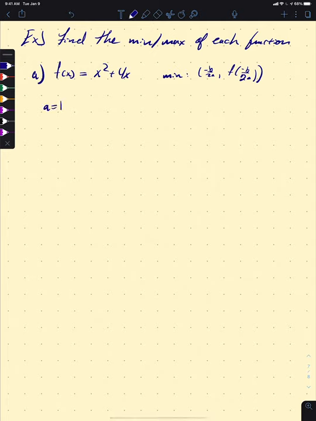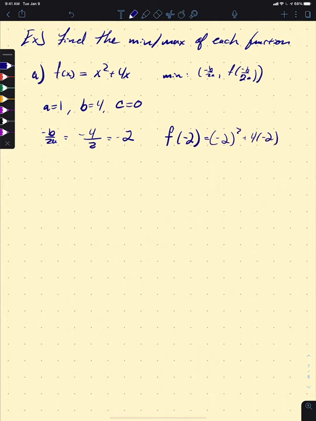So looking at this, we can see that a equals 1, b equals 4, and c equals 0. So that would mean that minus b over 2a would be minus 4 over 2 times 1, which is minus 2. Okay? So that would mean that our minimum will happen at f of minus 2. Well, that's minus 2 squared plus 4 times minus 2. So that's going to be 4 minus 8 or negative 4. So we have that the minimum of this function occurs at negative 2 and is equal to negative 4. And if you went and graphed this function, that's exactly what you would find.